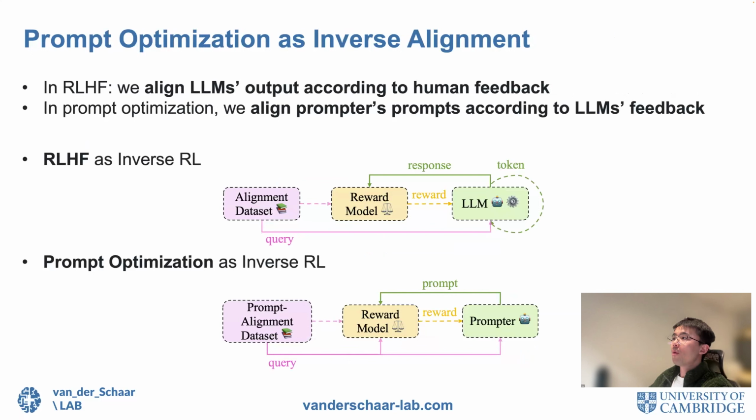In our work, we are not optimizing language models, but we are optimizing the way people or users ask questions. This is actually a special type of language model alignment. We can call it inverse alignment. To see this, in RLHF, we align language models' outputs according to human feedback. But in prompt optimization, we are aligning prompters' prompts according to language models' feedback. In RLHF, a reward model is learned from the alignment dataset and guides the optimization of language models. But in our work, we can also introduce a reward model that is trained with a prompting dataset and guides the optimization of prompting strategies.